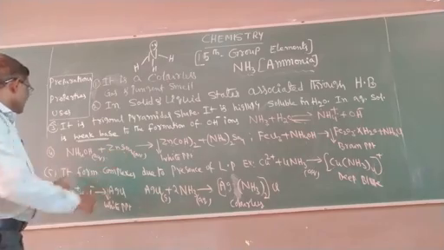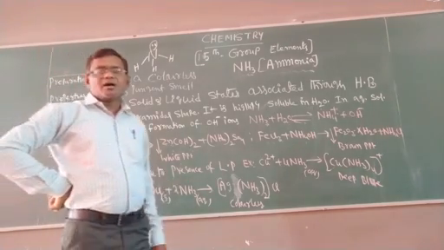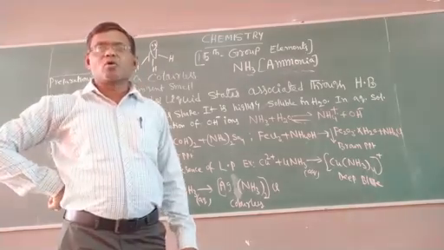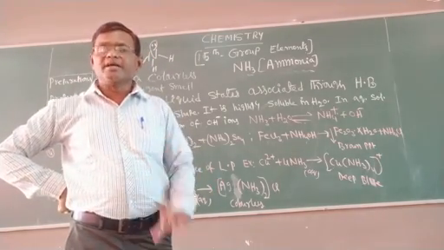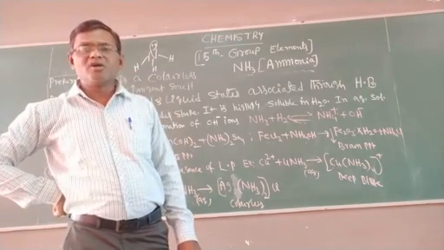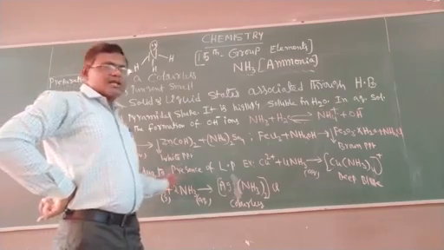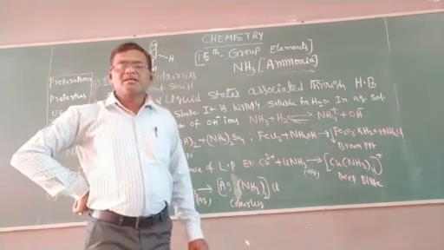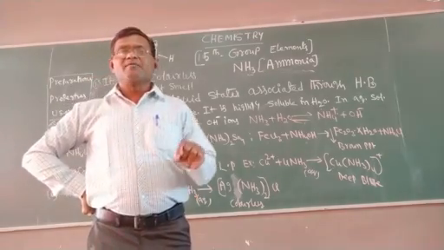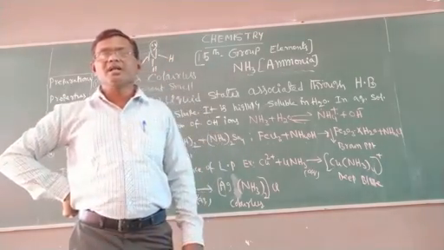Now here ammonia also forms complex compounds, nothing but coordination compounds, one of the chapters studied in second year. That is called coordination compounds or complex compounds. So here ammonia in coordination compounds behaves as a ligand. Ligand means the substance which donates electron pairs to the central metal atom.